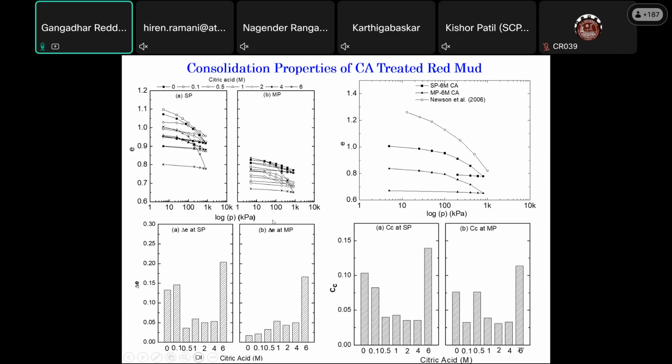So it suggests that we should not use a molarity of more than 1 molarity or 0.5 molarity, so that we can treat the red mud and at the same time there won't be any breakage of the structure, so that it won't contribute to more settlement. Basically, if you are treating the red mud with a higher amount of citric acid, like 1 molarity, there is more chance that the collapse nature of the red mud gets increased. It is evident from this graph.